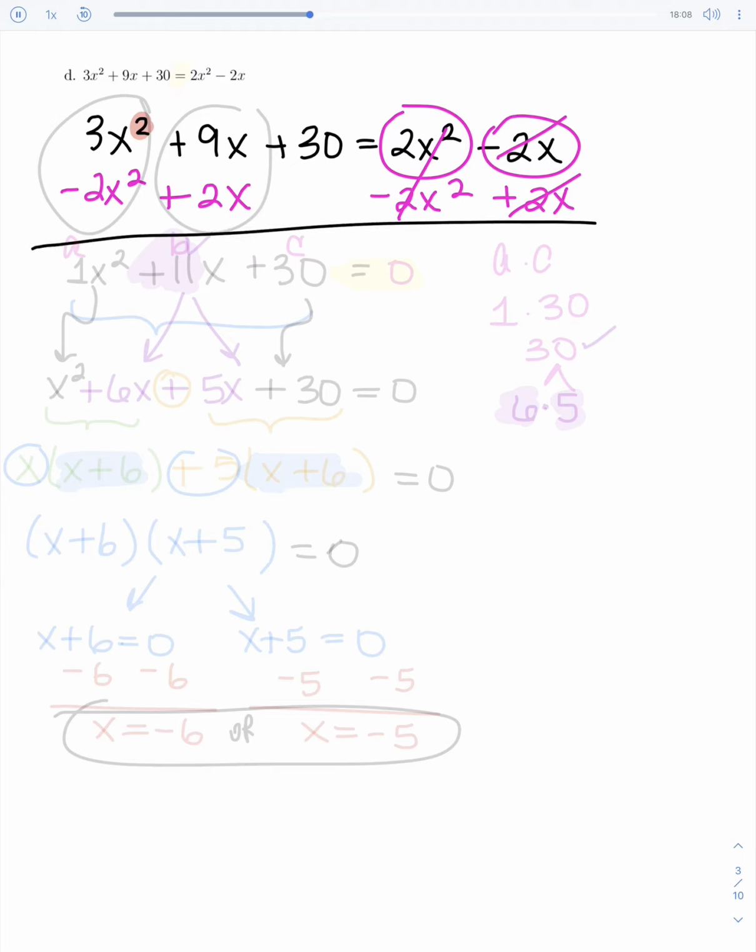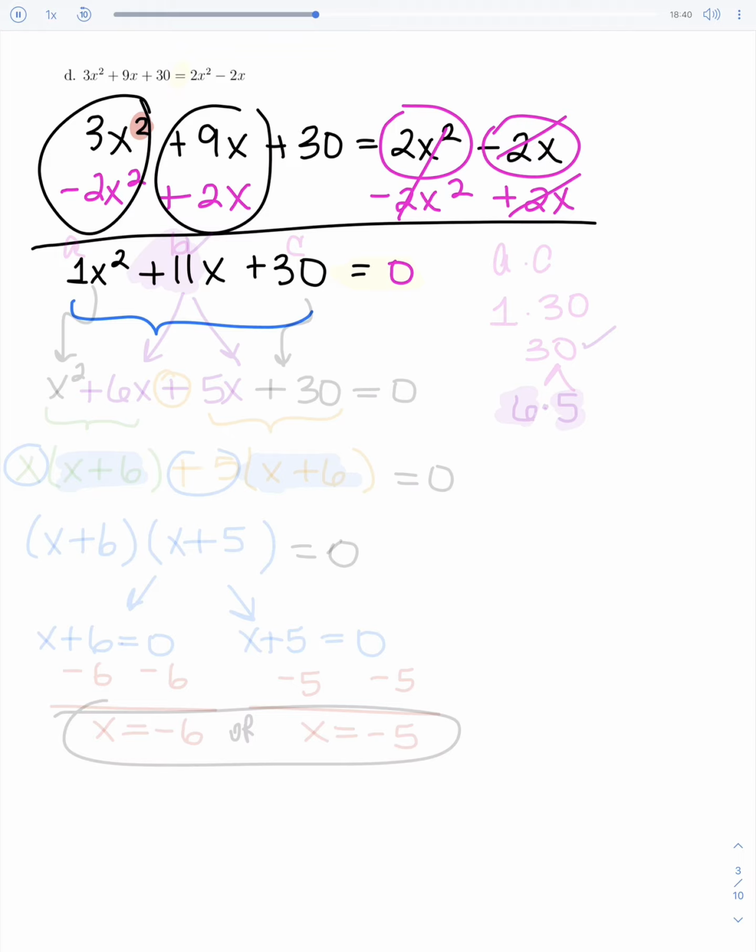So now I can go ahead and add the 3x squared. The 3x squared minus 2x squared will just give me a 1x squared. The 9x plus 2x will give me an 11x plus 30. Now the other side, because everything canceled out, is just a 0. So remember, once it equals 0 and all the variables on one side, now we can factor.